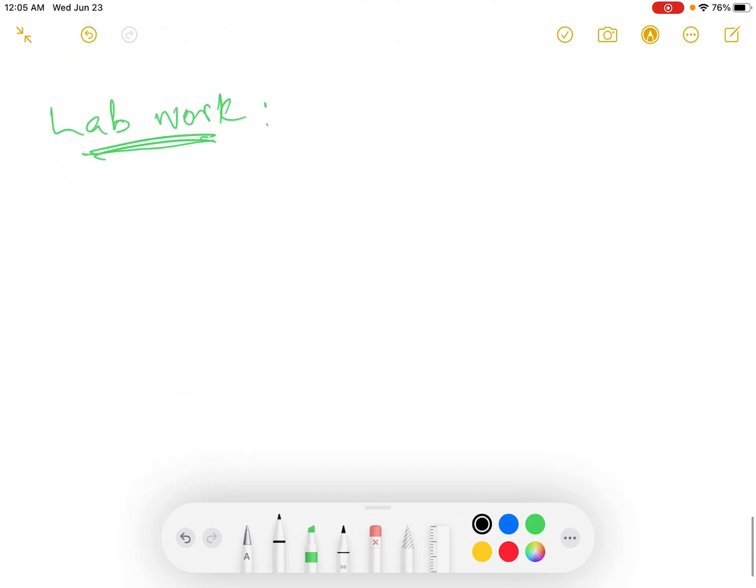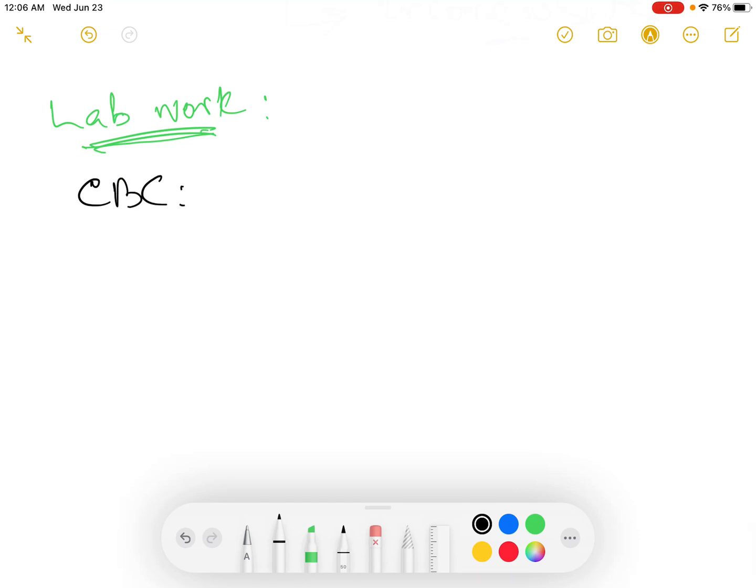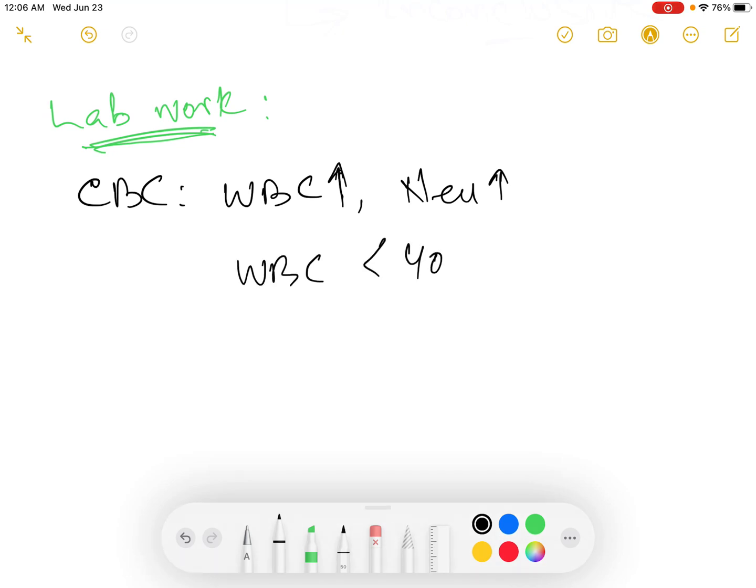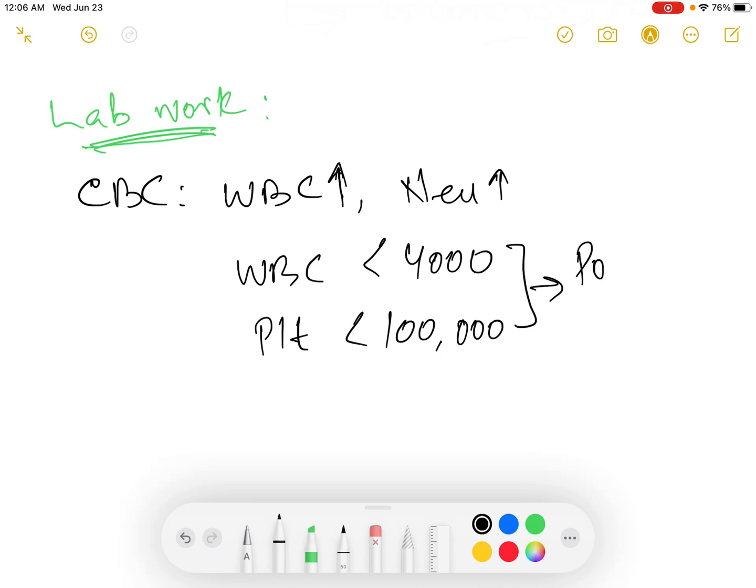Some of the most common lab work that you will do is your CBC, and you are looking for elevated WBC, and they will have elevated neutrophils. Just so you know, leukopenia, that is your WBC less than 4,000, and thrombocytopenia, that is your platelets less than 100,000, tend to have a poor prognosis, poor outcome. So keep this in mind.